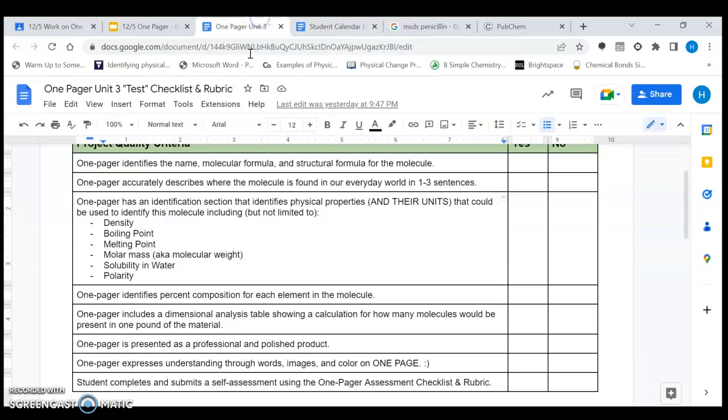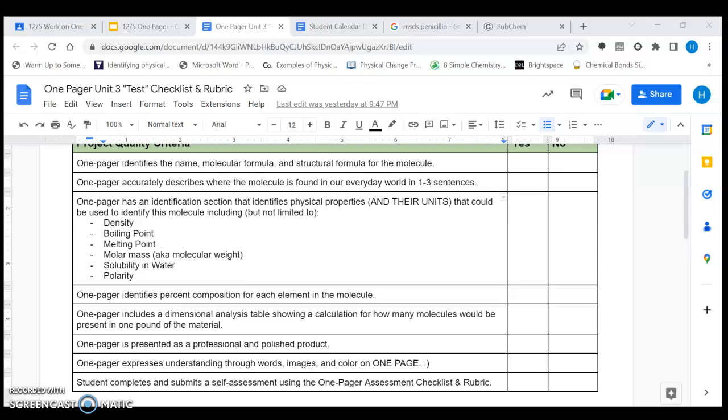And then I wanted to highlight just a couple things on the checklist that I'm worried that people may forget about. So remember, you are going to fill this out before you turn your project in. You're going to read through and make sure and find each of these things on your project so that your project is meeting the criteria it needs to be meeting.